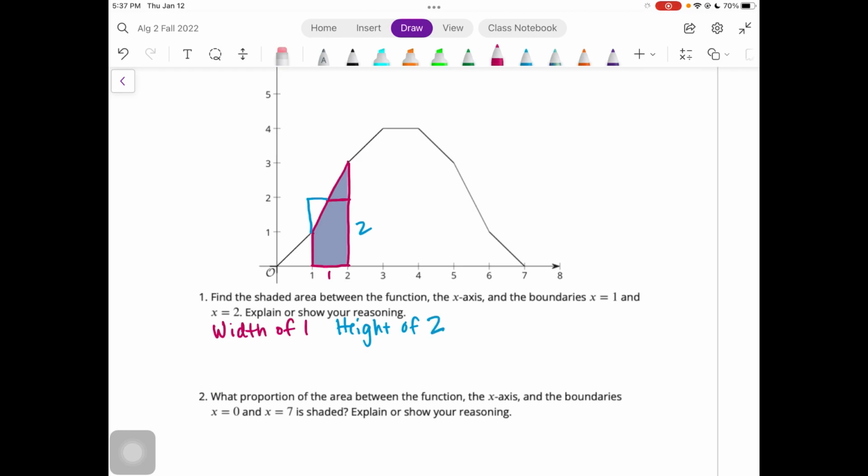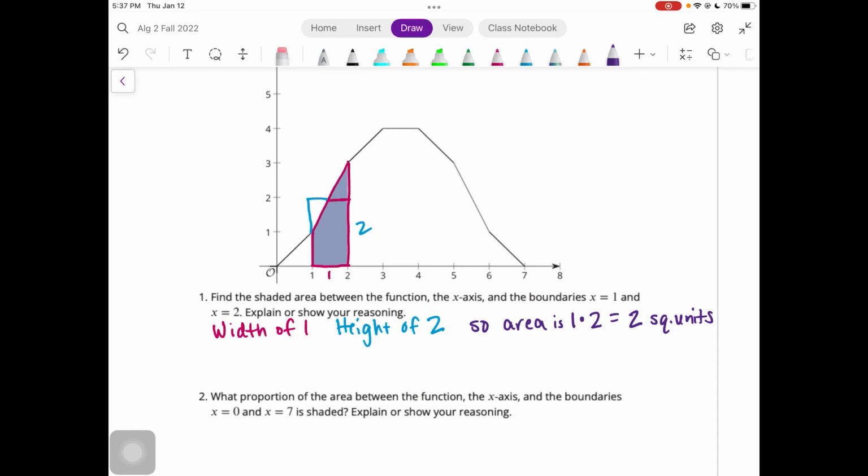All right, so the area is width times height, or 1 times 2, which is 2 square units. Remember, the area is always squared, and we don't really have a specific unit here, so we're just going to say square units.